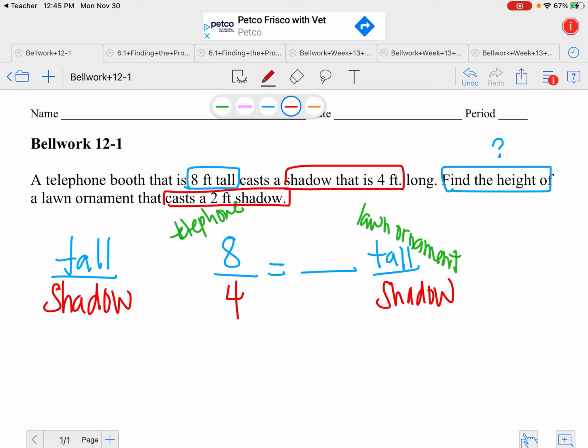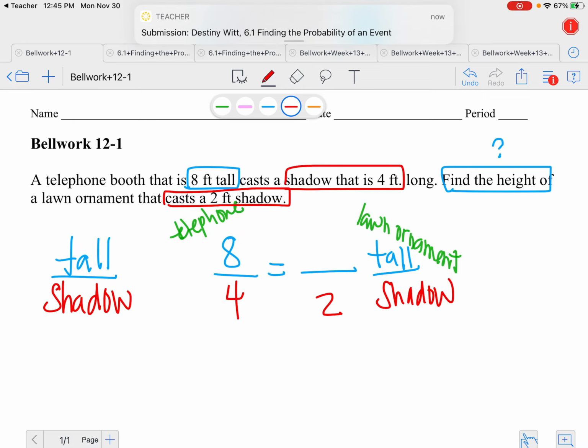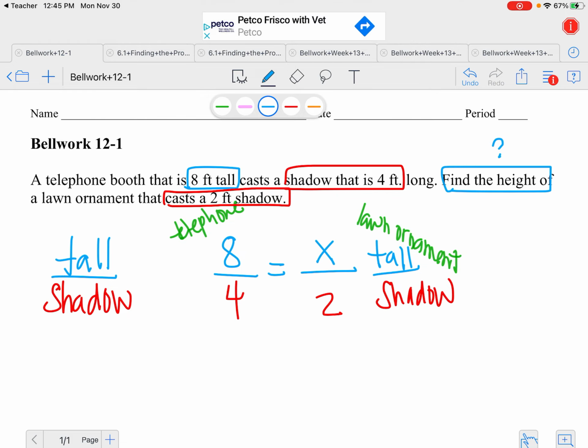And I've also color coded these things. So red was my shadow, and I've put both of those on the bottom, and blue is the tall, and I've put both of those on top. So another strategy is color coding to know that you have the things in the right place. But the labels are really what's important. Shadow, and those are both on bottom.